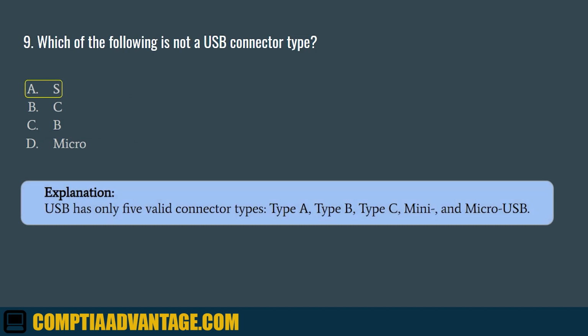USB has only 5 valid connector types: Type A, Type B, Type-C, Mini, and Micro USB.